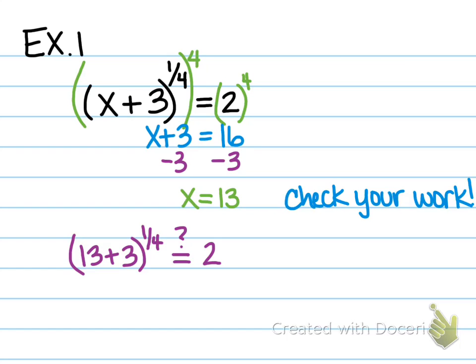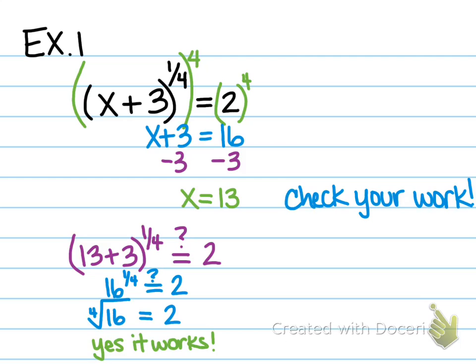If I plug in 13 plus 3, raised to the 1/4 power, I want to see if that equals 2. 13 plus 3 is 16, to the 1/4 power. Does that equal 2? You can either find the 4th root of 16, or type 16 raised to the 1/4 power in your calculator, and you get that it does equal 2. So it works. It's a solution to the problem. If you plug one back in and it doesn't work, it gives you something weird like 5 equals 7, then that would be an extraneous solution.